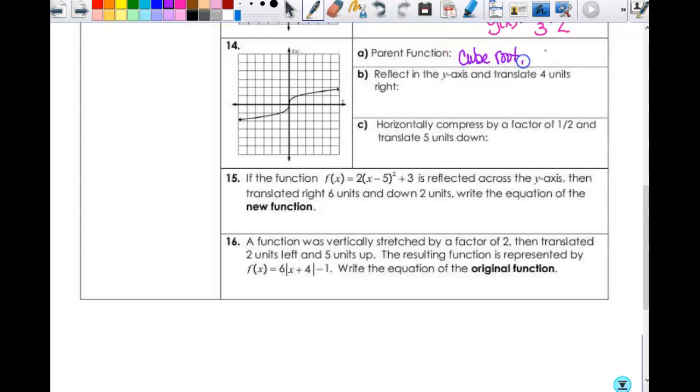Cube root, so f of x is equal to the cube root of x. So I'm going to reflect in the y-axis. That is an x thing, right? 4 units right, that's also an x thing. So everything's happening under the root here. g of x equals cube root. The reflection is going to be negative, and then I have to put parentheses here. Translate 4 units right. This is going to be x minus 4.